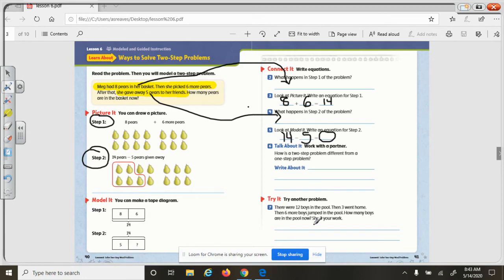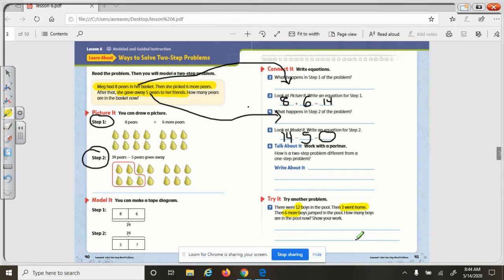So think about in this problem what we had to do using addition and subtraction, making it 2 steps. Last, we have another problem to try. It says there were 12 boys in the pool, then 3 went home, then 6 more boys jumped in the pool. How many boys are in the pool? We're going to show our work. I think I'm going to erase that because it made it a little bit hard to see. And instead of circling, I'm going to highlight my numbers. Let's try that. So 12 boys in the pool, 3 went home, 6 more boys jumped into the pool.